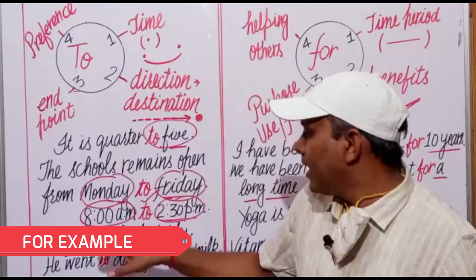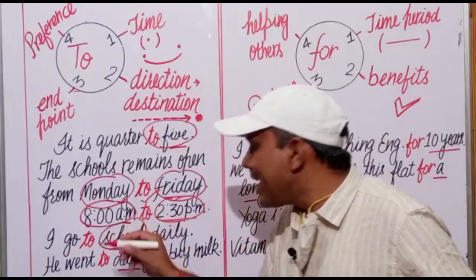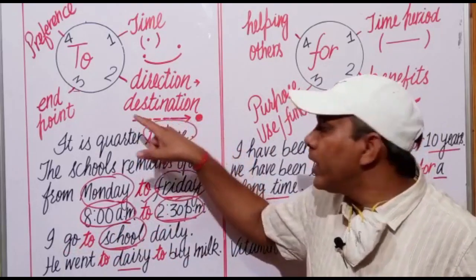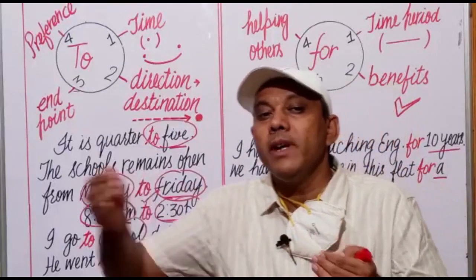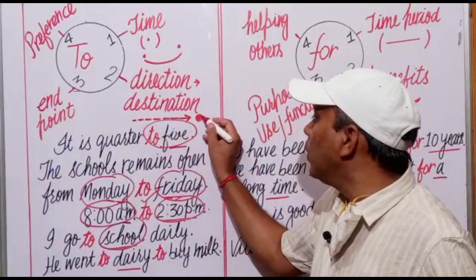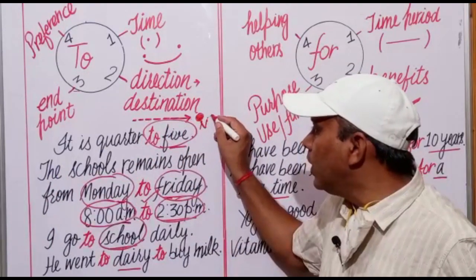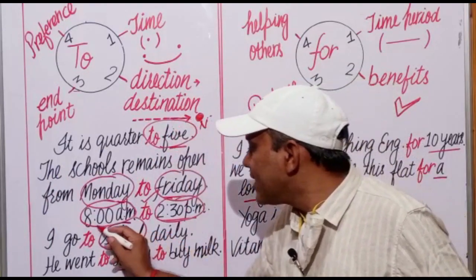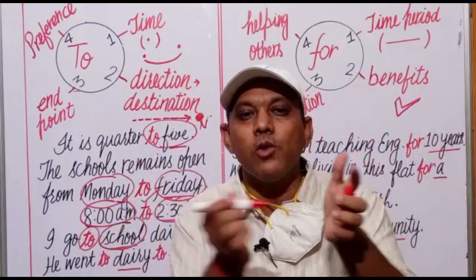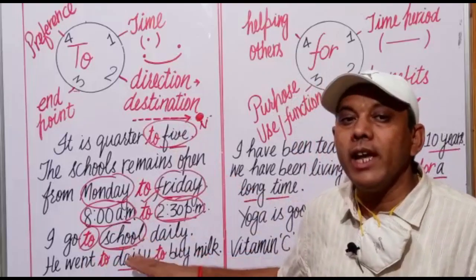For example, I go to school daily. Here, the school is a noun, means a destination. I am going or I go or he goes to school, means there is a movement, there is a direction. He is going towards the school, means he goes to school. This is the school, this is a noun and there is a movement. He goes to school daily and to is used before this noun to show the direction and destination to a specific place.